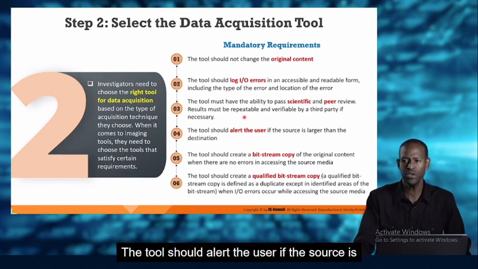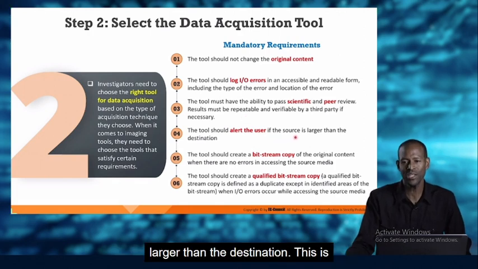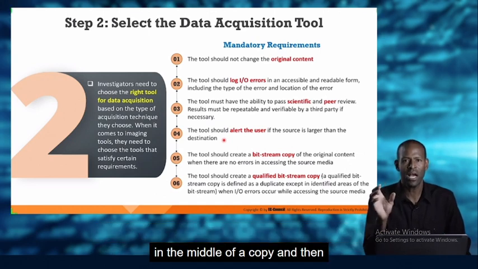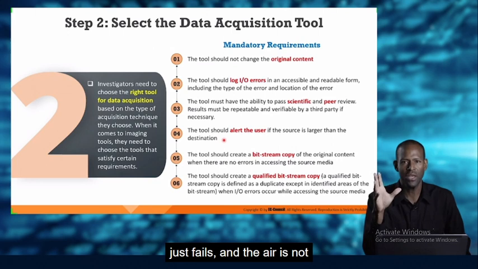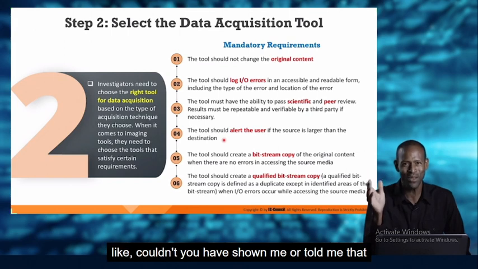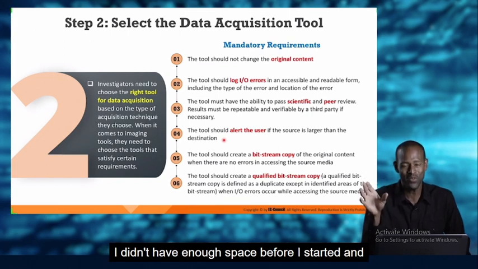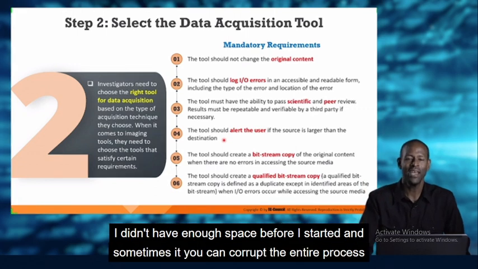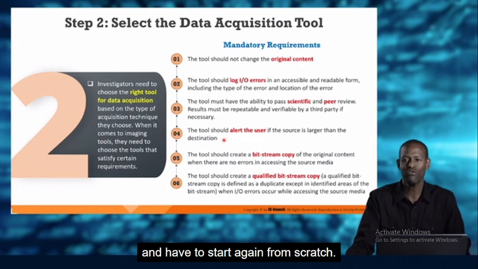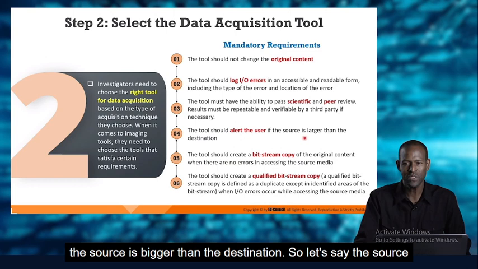The tool should alert the user if the source is larger than the destination. I've seen this happen before a few times where you're in the middle of a copy and then it just fails and the error is not enough space on the receiving side. It's like, couldn't you have shown me or told me that I didn't have enough space before I started? And sometimes you can corrupt the entire process and have to start again from scratch. So it's very good if it alerts you that the source is bigger than the destination.